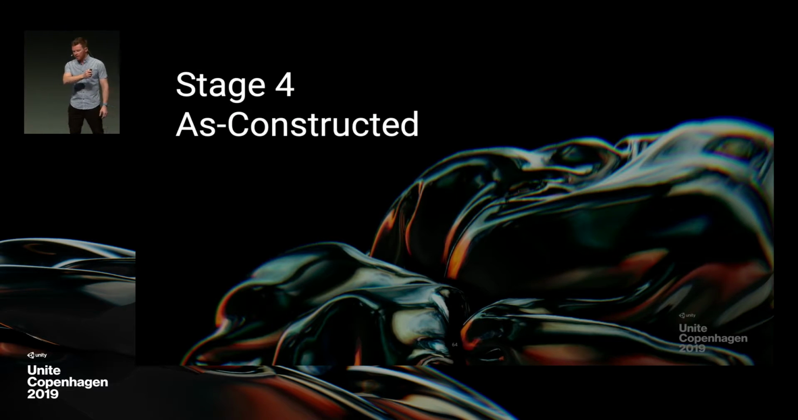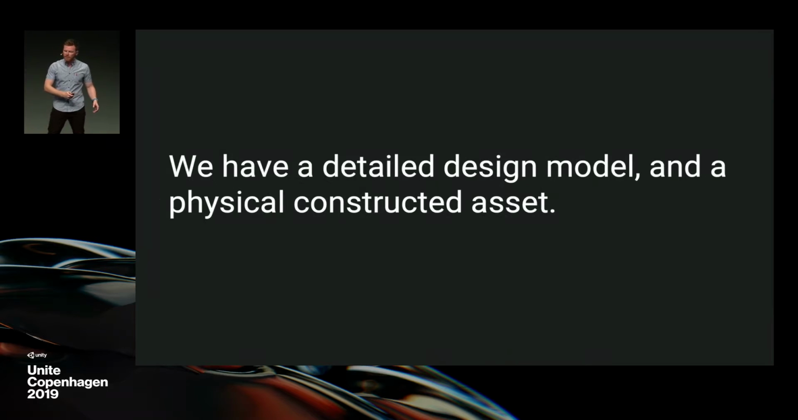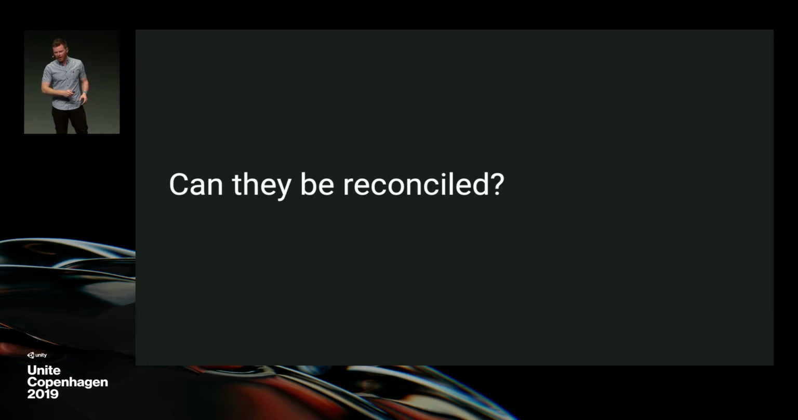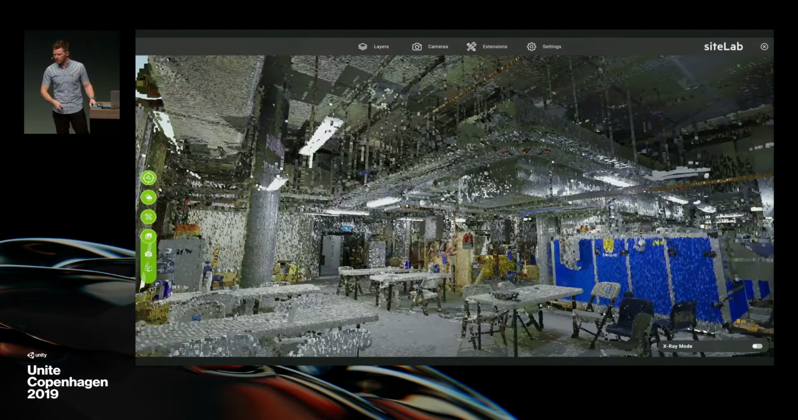Okay, the next stage is as-constructed. So we're assuming that our project, whatever it happens to be, has been constructed. We've got a detailed design model and also now a physically constructed asset. So, is it possible to reconcile the two? Because the design doesn't always reflect the ultimate end use of the asset. There's a pretty big difference between this versus this. And I'll just go back so that you can see.